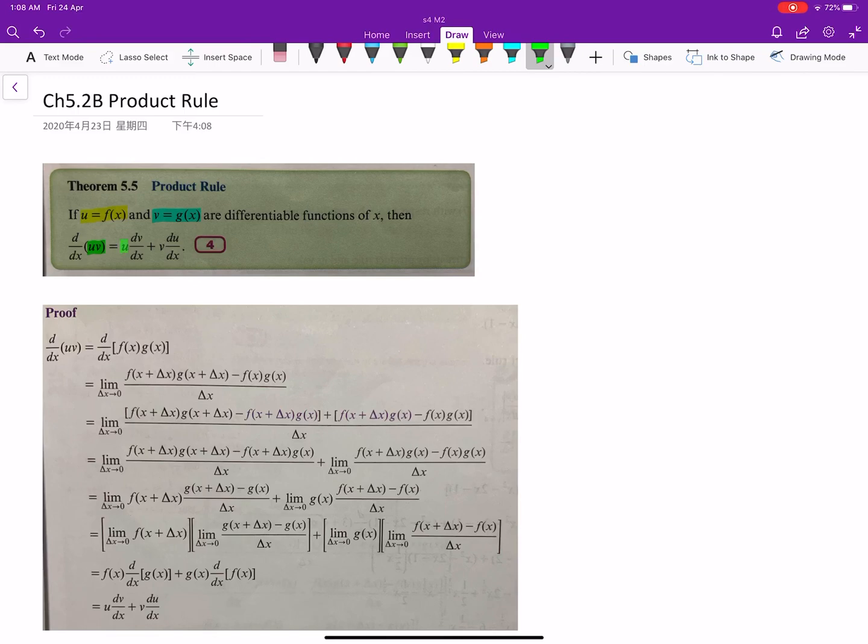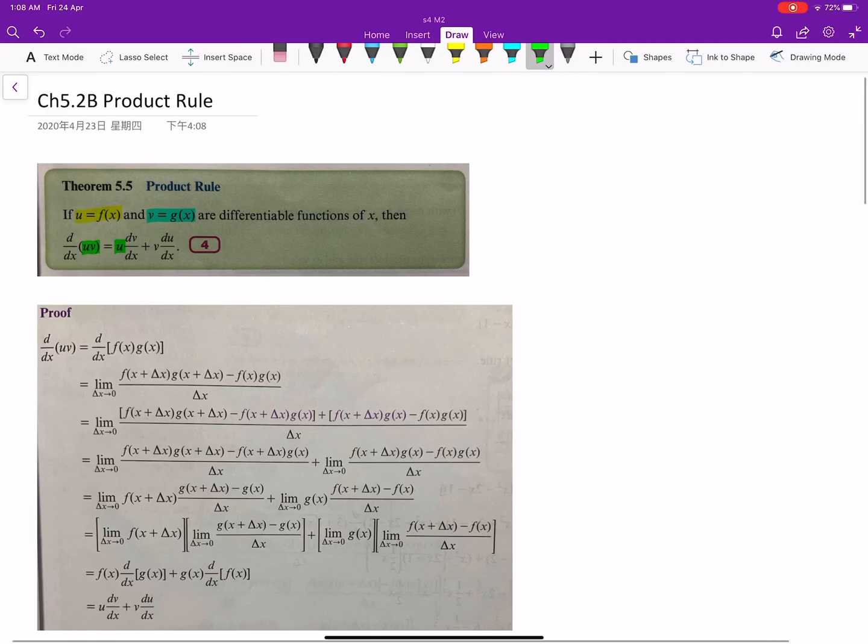Here, actually, we keep one of them. We keep the u, for example, and then we differentiate the remaining one. And then we add. And then we keep the next one, which is v, while we are differentiating the u.